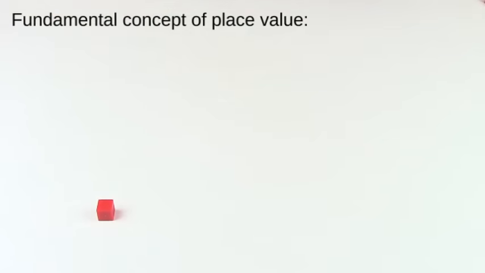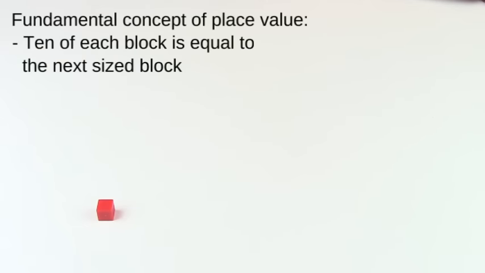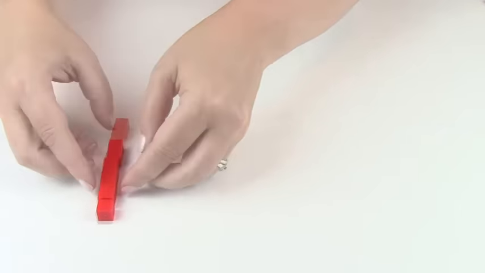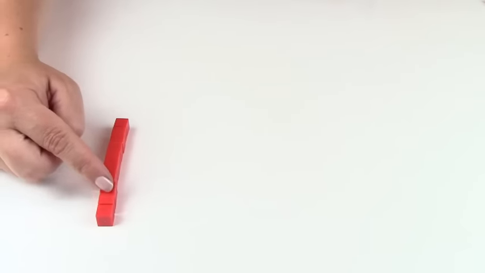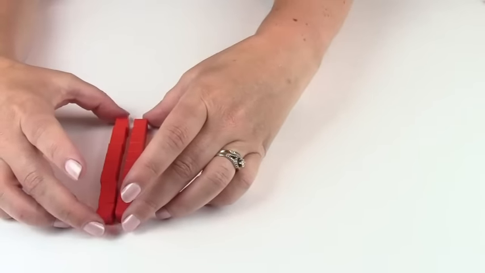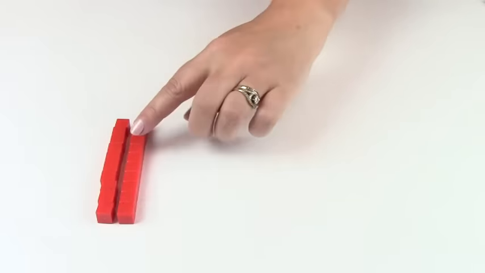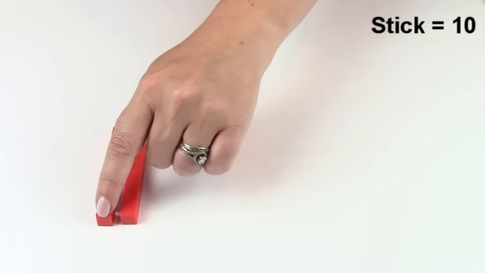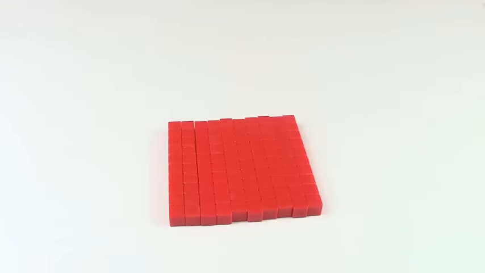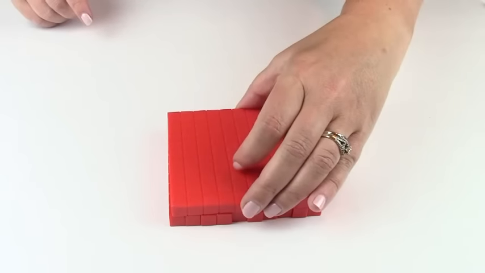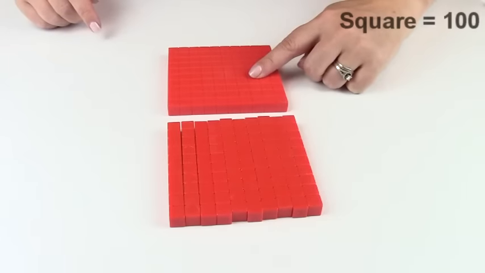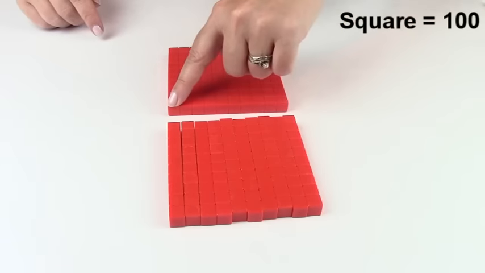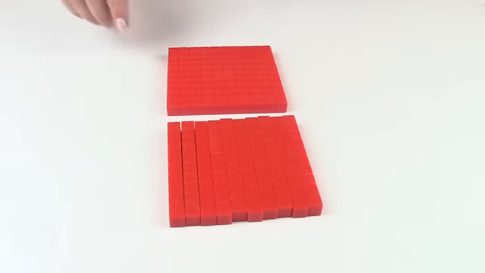What we're looking for here is for students to realize that once they have 10 of each of the different size blocks, it is equal to the next sized block. So here we can see that 10 of the 1 blocks is equal to the next size block, which we would call a 10 in this case, because we've labeled this as 1. Next, students can see that 10 of the 10 blocks equals 1 of the 100 blocks, so they would label this one as 100 because it has 100 ones in it, or 10 groups of 10.